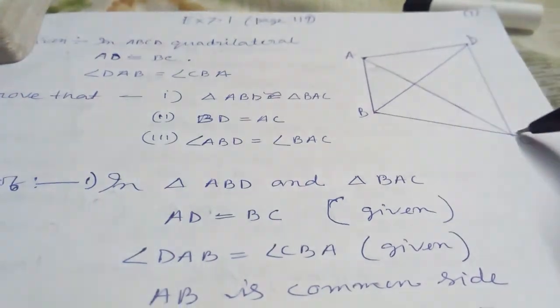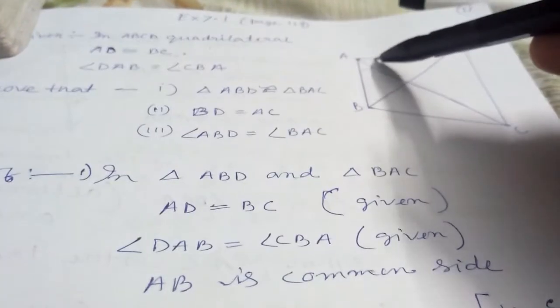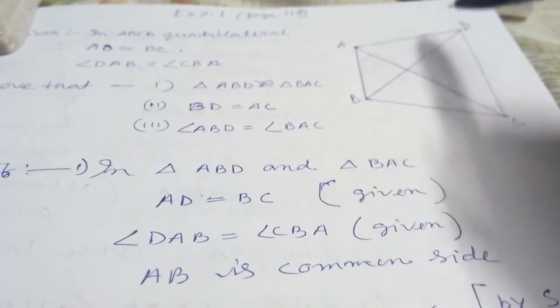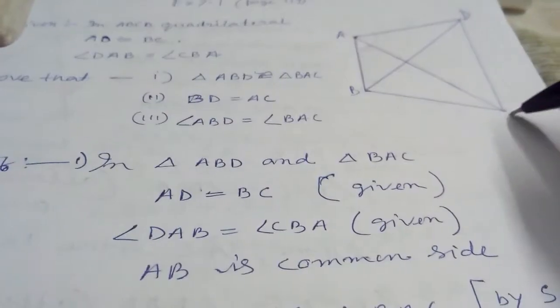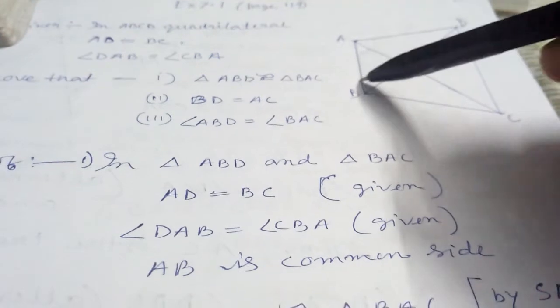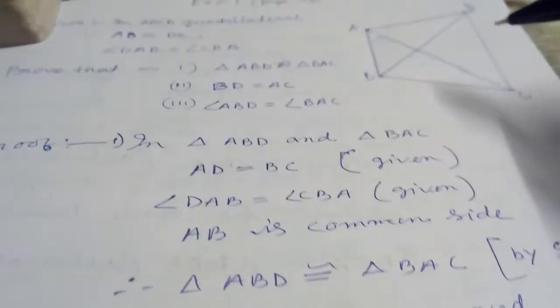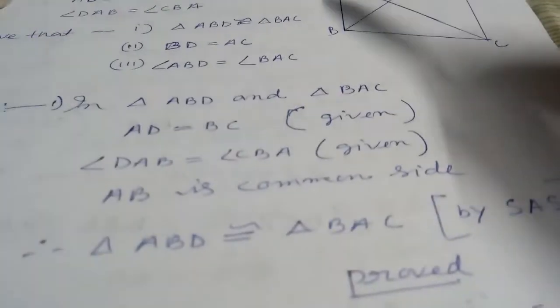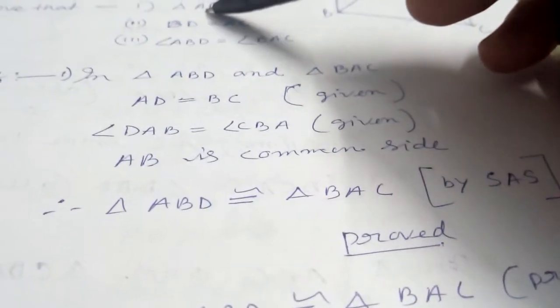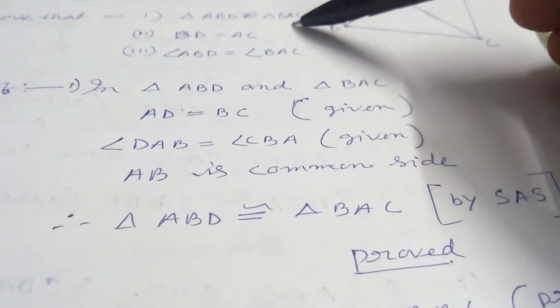AD is equal to BC, AB is common side, and angle DAB is equal to angle CBA, given this. So all are given, only we find that AB is common. So by side angle side, we can say that triangle ABD is congruent to triangle BAC.